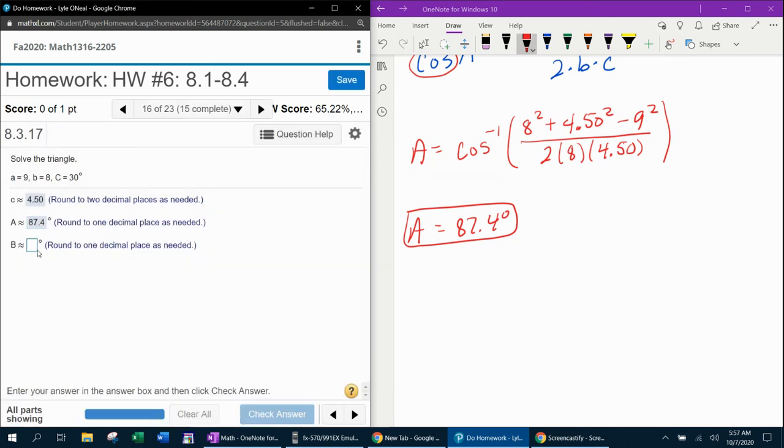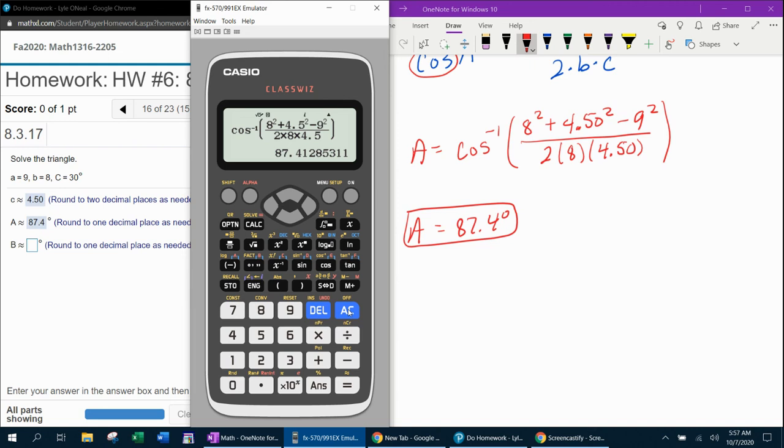Hey, and guess what? I'm to the last piece, and this is the easiest piece to find. The last angle always has to make 180. So all I have to do is take 180 and subtract the other two angles, angle C and angle A. And as a decimal, 62.6.